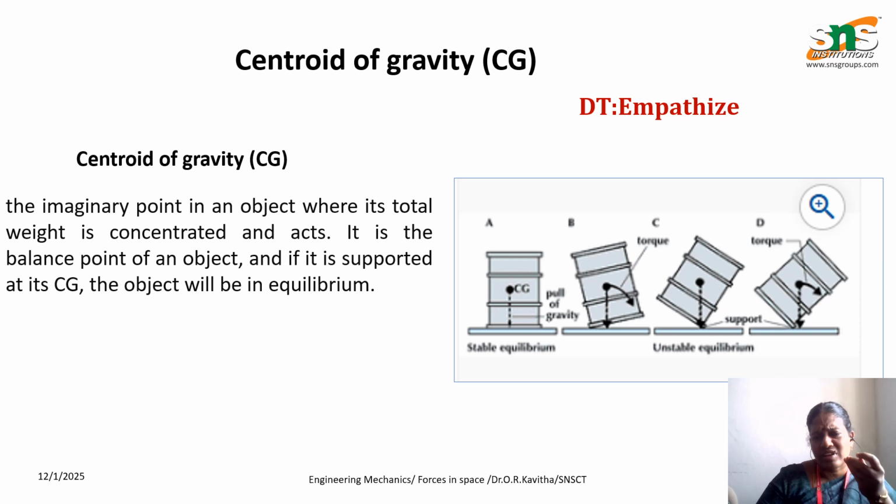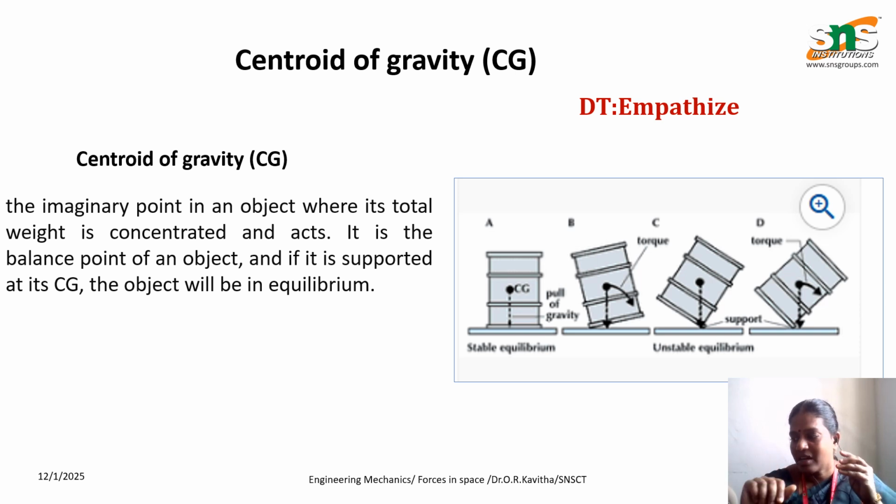So what is the center of gravity? Why is it very important? The center of gravity is nothing but an imaginary point of an object where the whole weight of the body is assumed to be acting. So if it is the balance point of an object, and if it is supported at its CG, then the body will be in equilibrium.